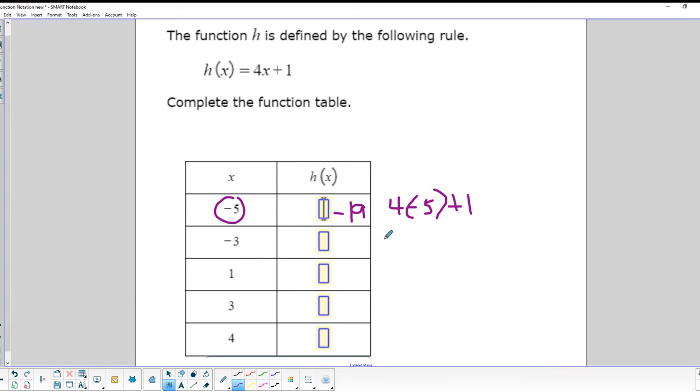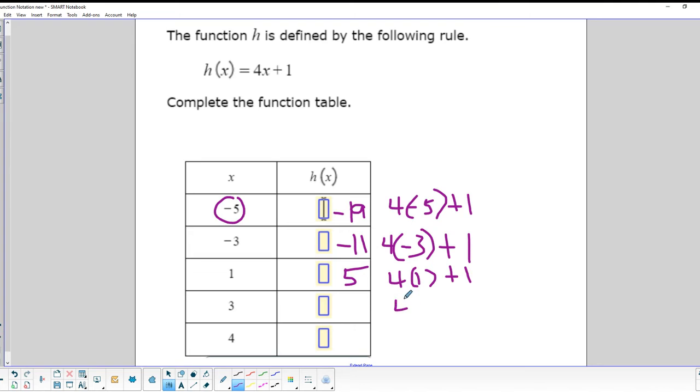On the next one, you will have 4 times -3 plus 1. So 4 times -3 is -12. -12 plus 1 is -11. How about 4 times 1 plus 1? 4 times 1 is 4. 4 plus 1 is 5.